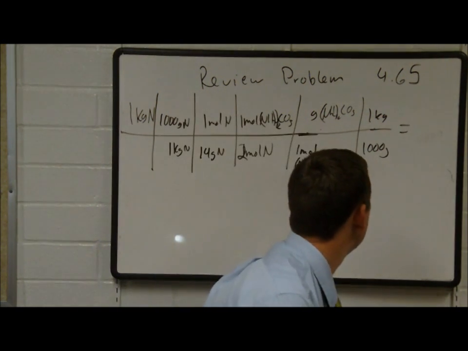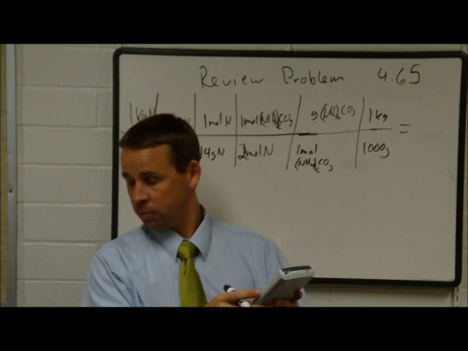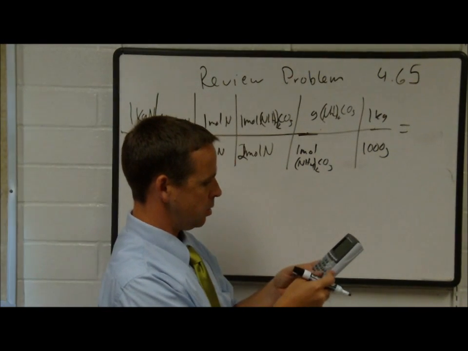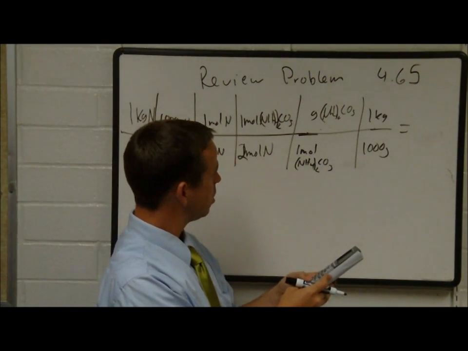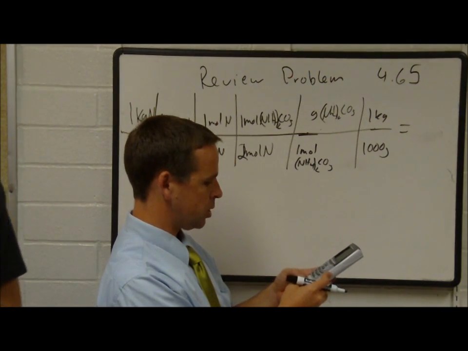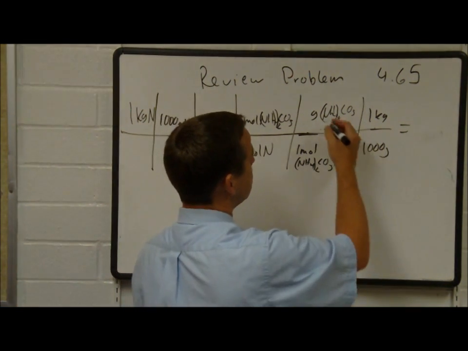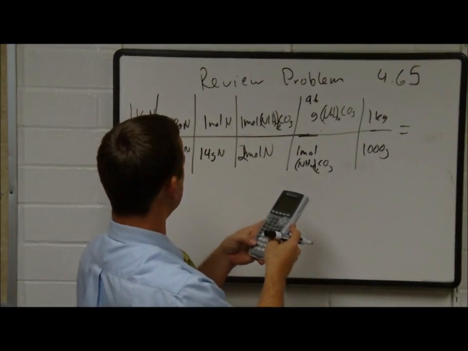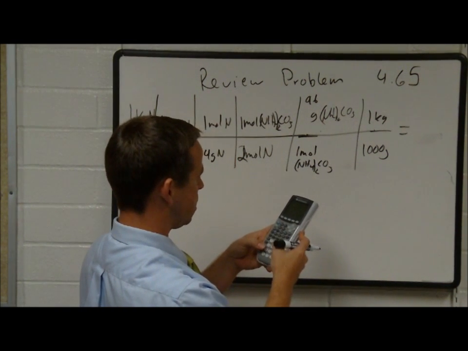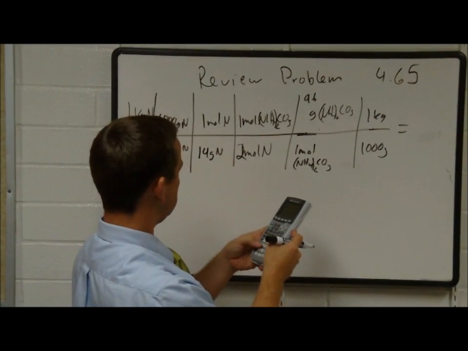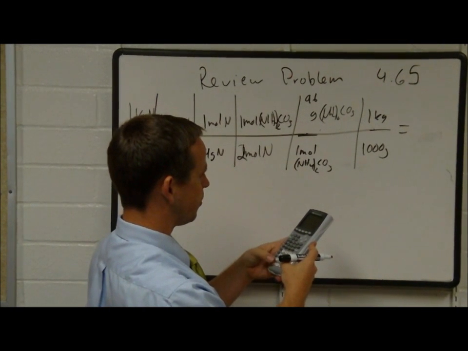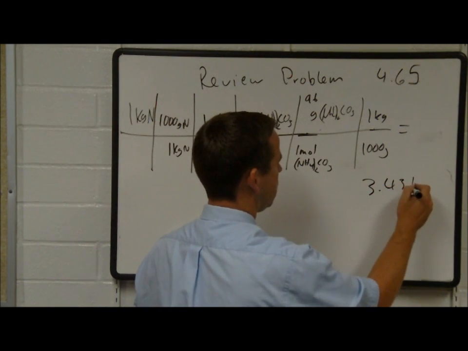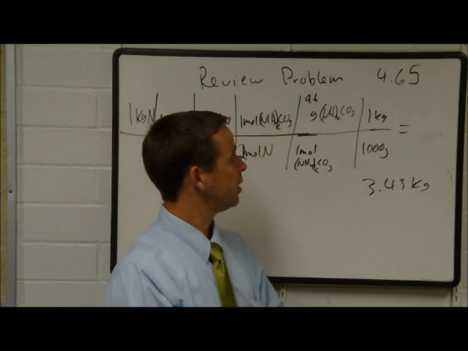So nitrogen, 14 plus 14, 2 nitrogens, plus 8, plus 1 carbon, 12, plus 48 for the 3 oxygens, 96. So this is 96. So let's try to get 1,000 times 96 divided by 14 divided by 2 divided by 1,000. All right, 3.43. Good. So that's 3.43 kilograms of fertilizer. Excellent. 465.